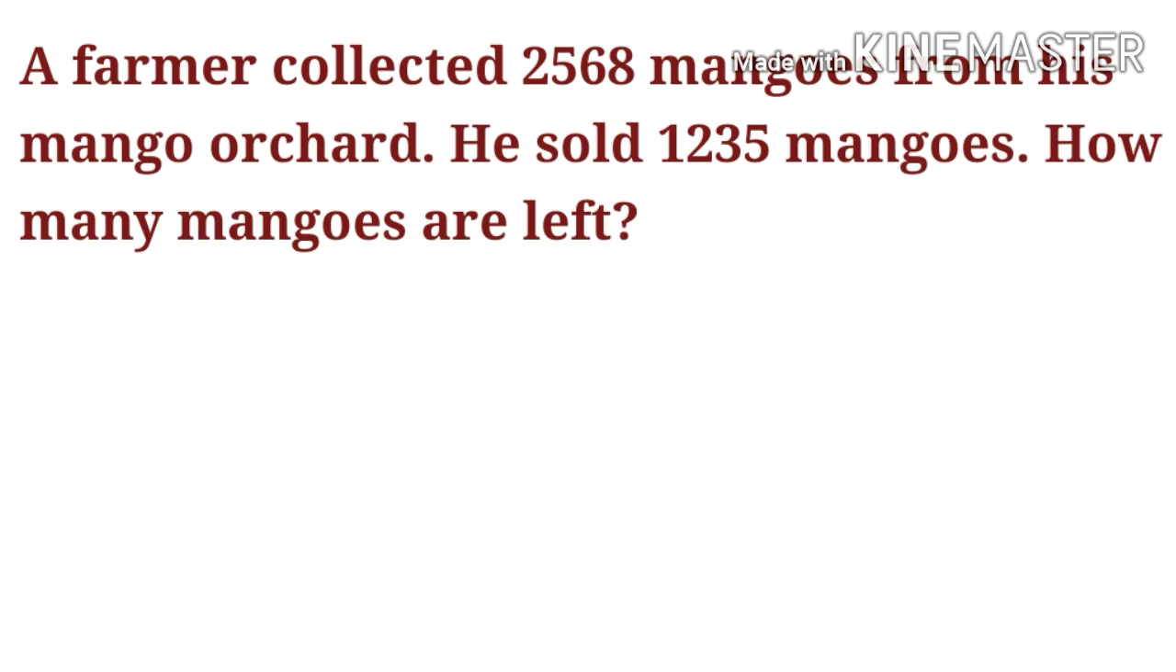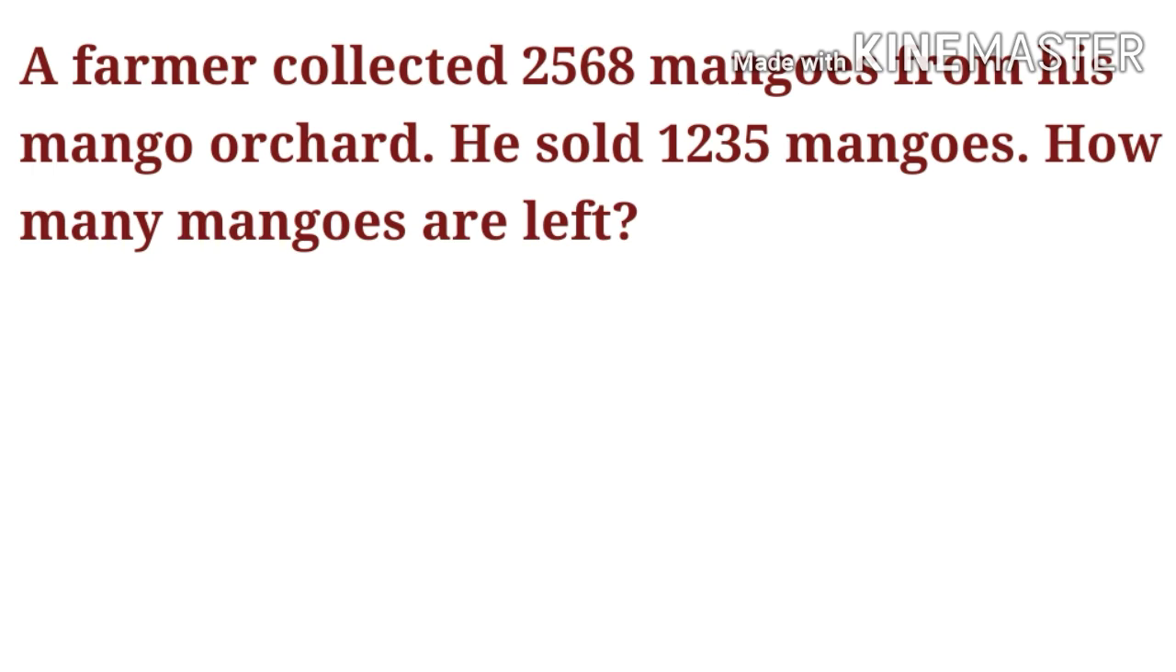So, in this question, what are the informations given? Yes, total number of mangoes is given and also how many mangoes he sold is given. So, what do we need to find out in this question? Read the last sentence. Yes, how many mangoes are left? Clear? So, we can start to solve.